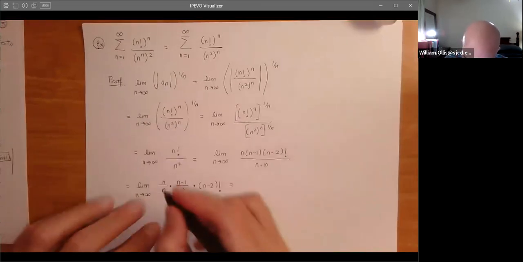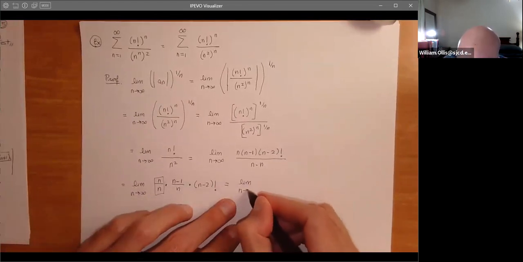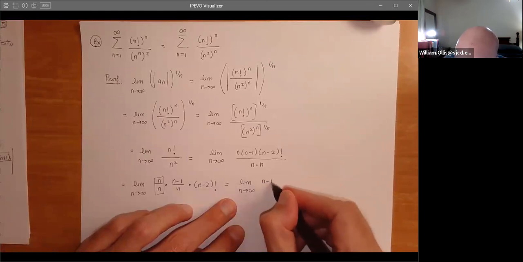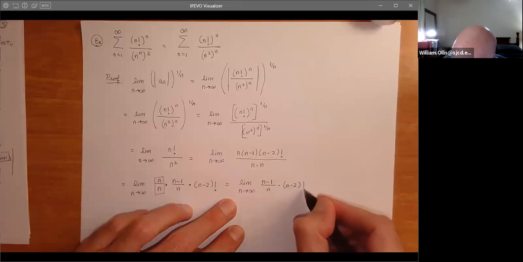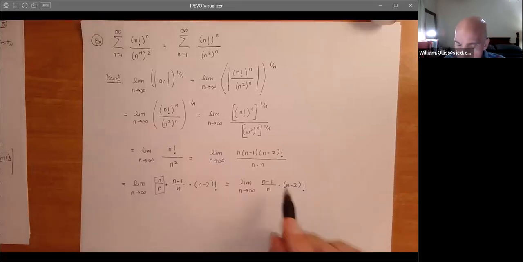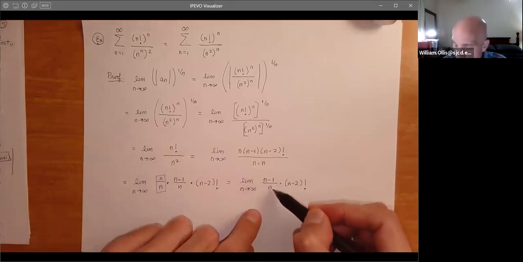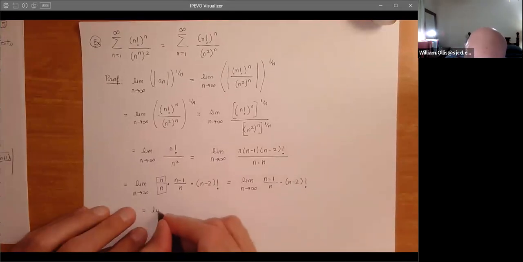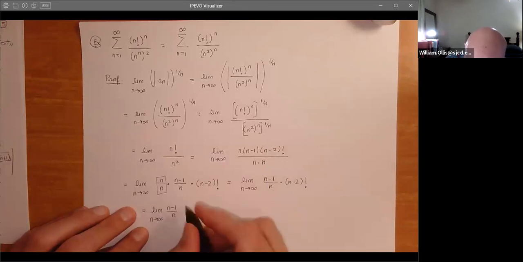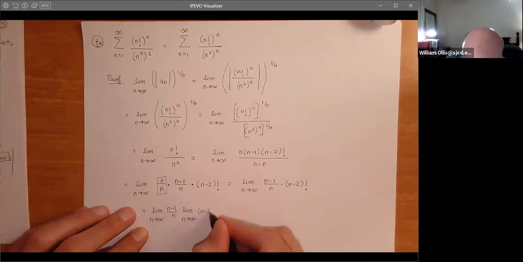Now, of course, this just absorbs. So we have the limit as n passes to infinity of (n minus 1) over n times (n minus 2) factorial. Now, when we apply this and look at it, we're thinking, okay, this part is just going to converge to 1 if we take the ratio of leading coefficients. So this will give us the limit as n approaches infinity of (n minus 1) over n times the limit as n approaches infinity of (n minus 2) factorial.